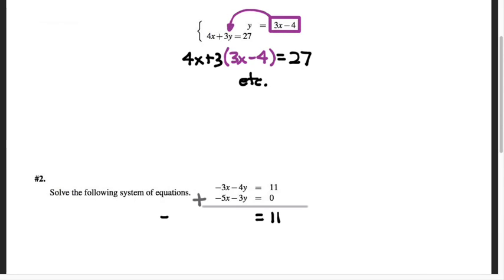On the left-hand side, I get negative 3x minus 4y minus 5x minus 3y. And then I'll go through and I'll combine all of my like terms. How many x's do I end up with? Negative 3 minus 5. I end up with negative 8 x's. And on the y side, negative 4 minus 3, I end up with negative 7y.